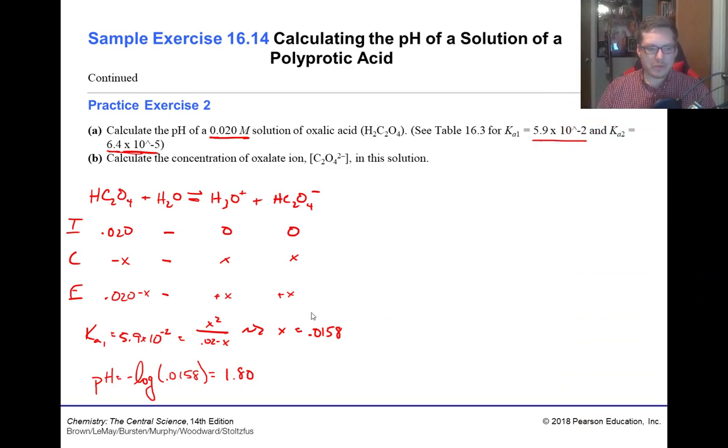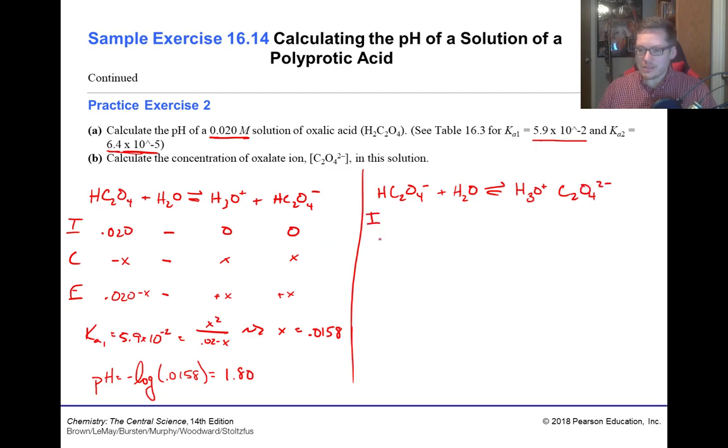I'm going to move myself up here so I've got a little bit more whiteboard to work with. All right, so the second reaction is when our conjugate base from the first reaction acts like an acid. So now our bioxalate, I guess I still don't know what the short name would be, is going to act like an acid to form our H3O+ and our oxalate.